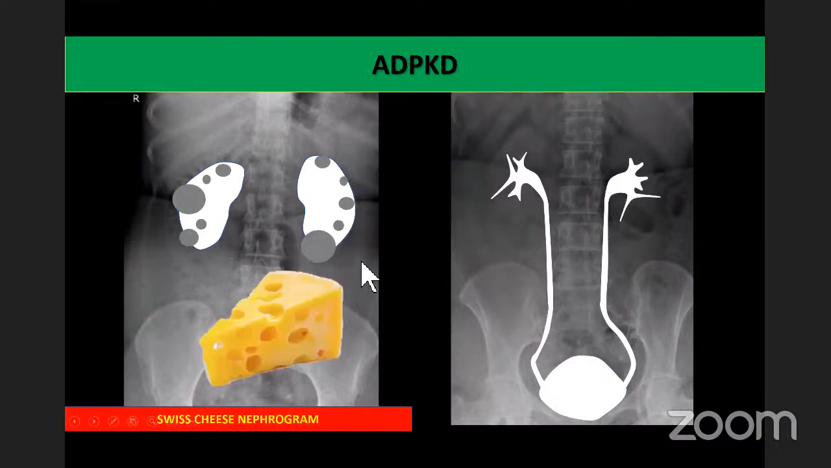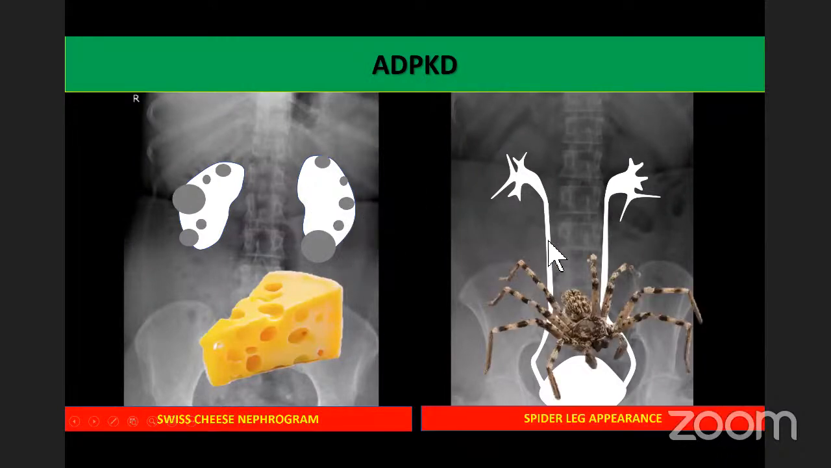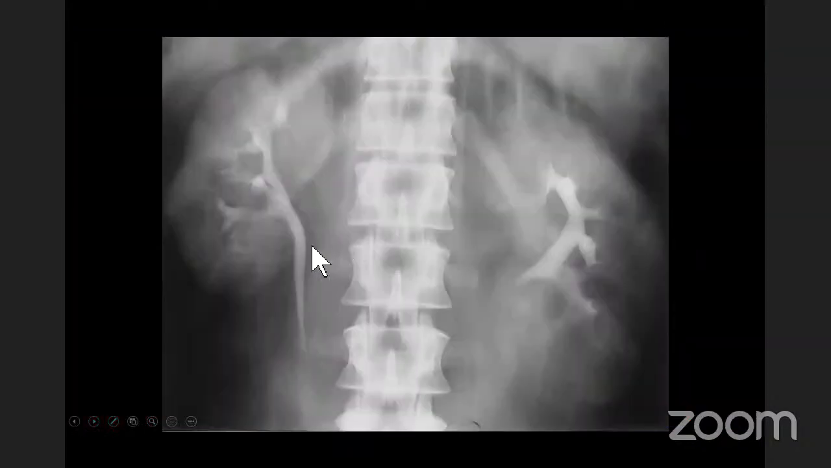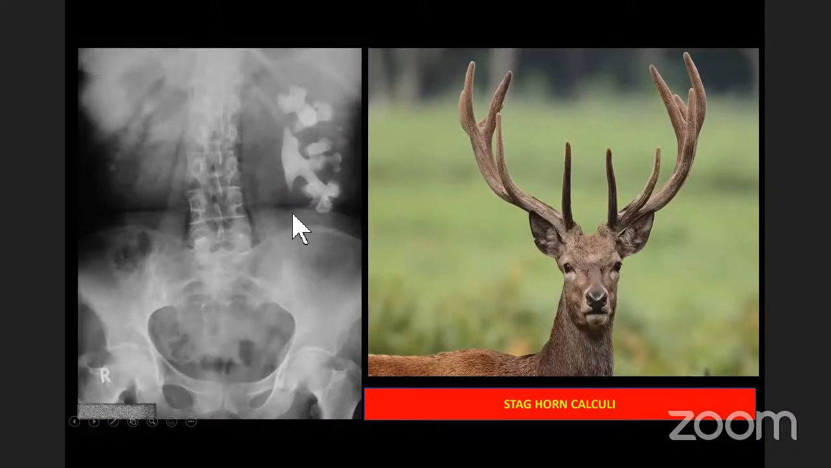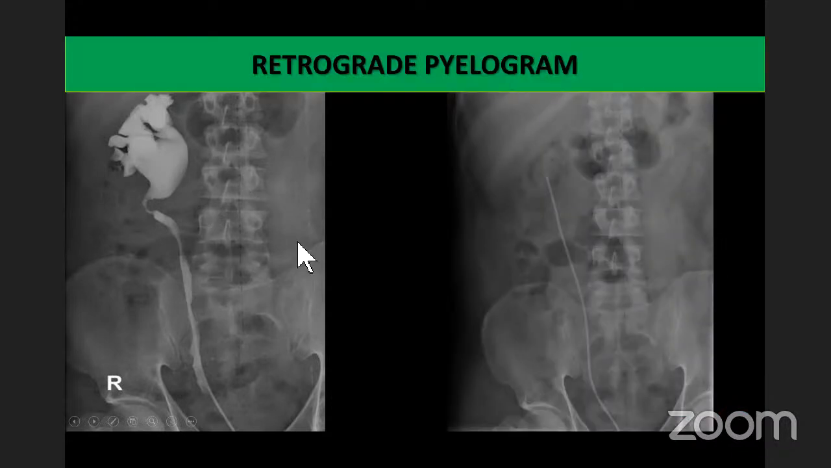We see Swiss cheese pattern and also spider leg appearance in autosomal dominant polycystic kidney disease. This is an example of the same. This is Staghorn calculi, which will sometimes mimic IVU. We should be very careful there. And this is not an IVU, this is a retrograde ureterography. You have to see the catheter. Whenever there is a catheter, we have to think it is a retrograde pyelogram.